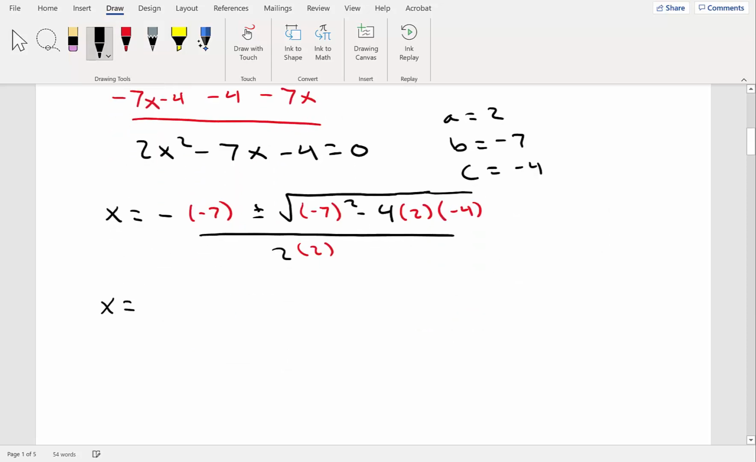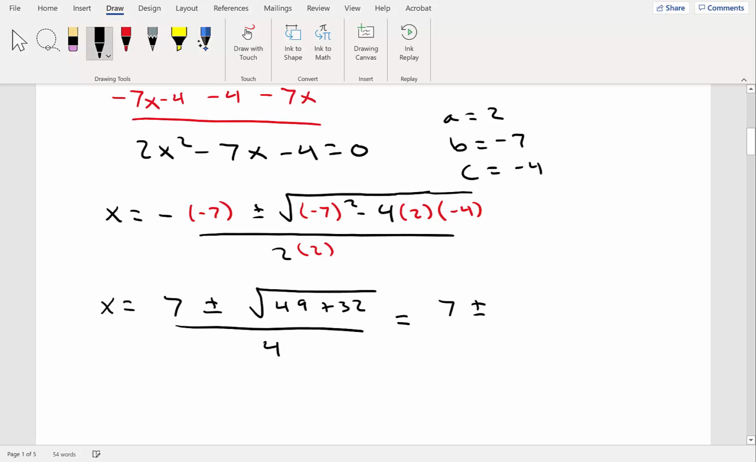So I have x is equal to, well, negative 7 is positive 7, plus or minus the square root of, so negative 7 raised to the second power gives me 49. Now if I multiply negative 4 times 2 is negative 8. Negative 8 times negative 4 gives me positive 32. I have all over 2 times 2, which is 4. Simplifying a little bit further, I have 7 plus or minus the square root of 81, all over 4. Continue to simplify. I get 7 plus or minus square root of 81 is 9, and I have over 4.